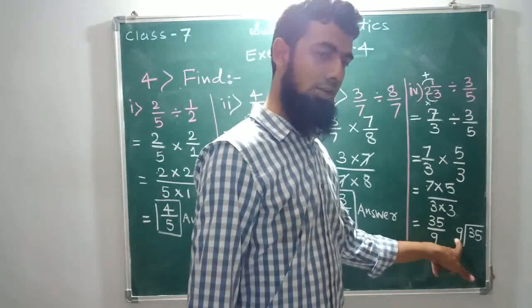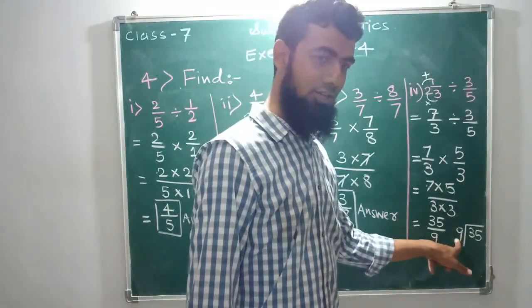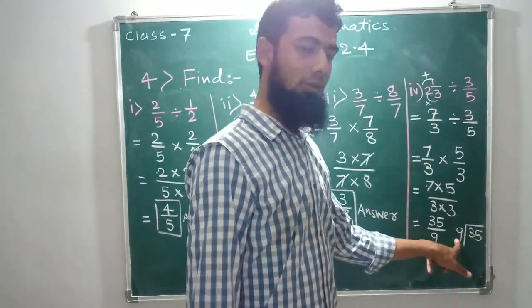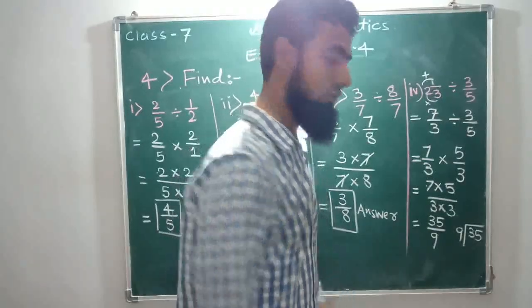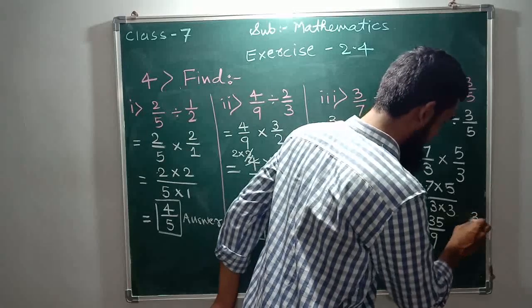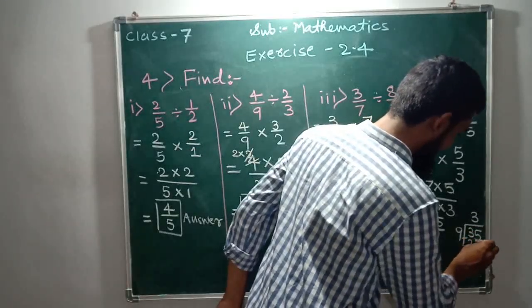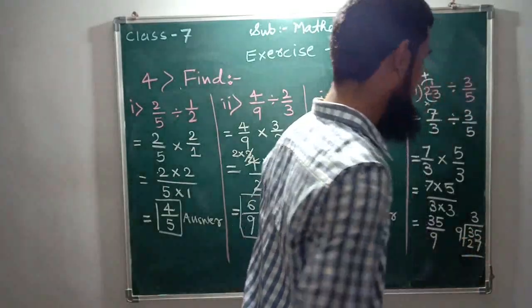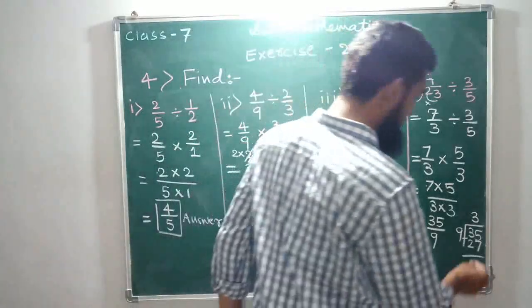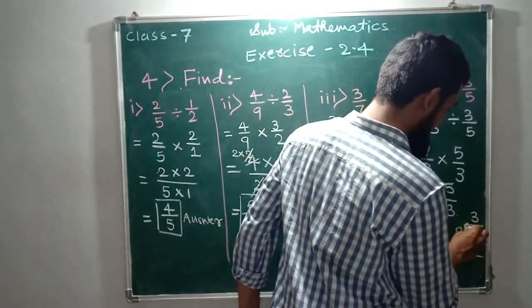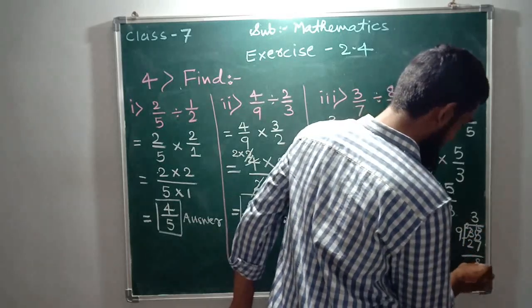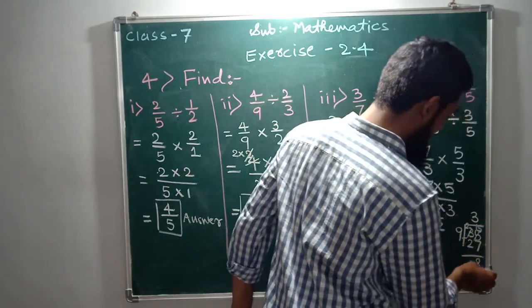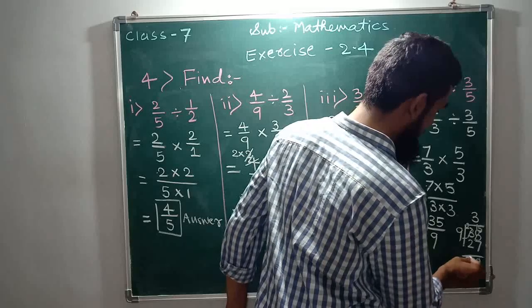9 1 ja 9, 9 2 ja 18, 9 3 ja 27, 9 4 ja 36. Okay. It will be increased. So we will use 9 3 ja 27. So 35 minus 27. So here 15. So 15 minus 7 is equal to 8. 2 minus 2 is equal to 0.